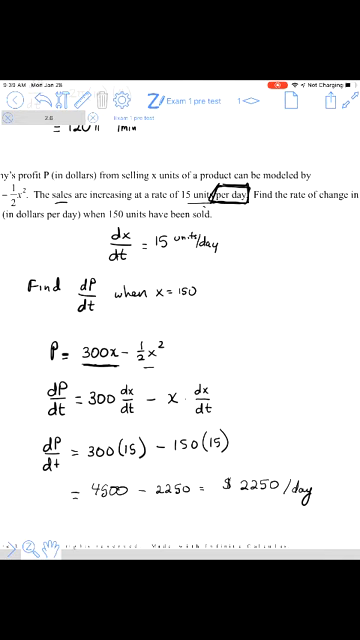per day, because remember, this is a rate. dP over dt is the change in profit over dt, which is time. So it's increasing at a rate of $2,250 per day when sales is 150 units, and it's increasing at 15 units per day.